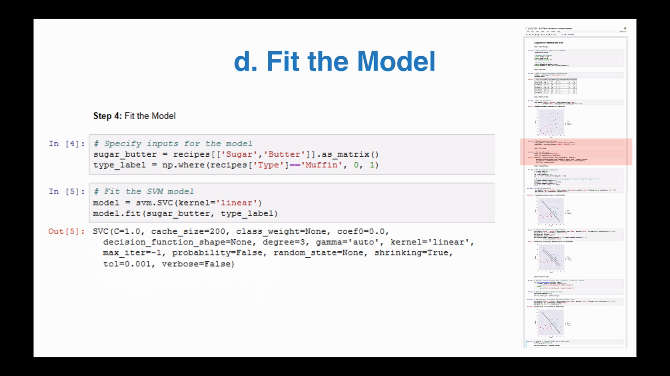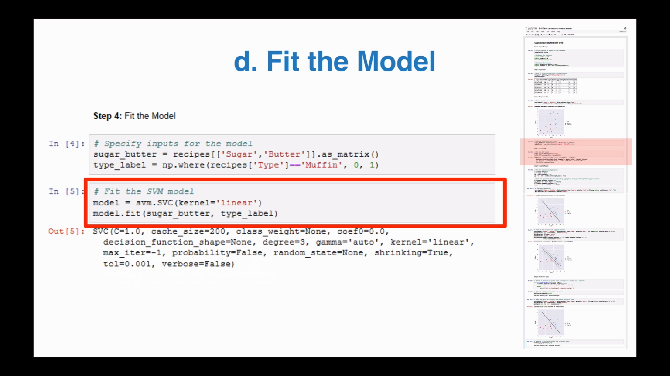So the next thing I'm going to do is fit the model. We had talked about sugar and butter before, so I'm going to use those 2 ingredients as inputs for my model. And then I'm also going to input all the labels, so that one column that you saw before that had all the muffin and cupcake labels. And then I'm going to put them into a model here.